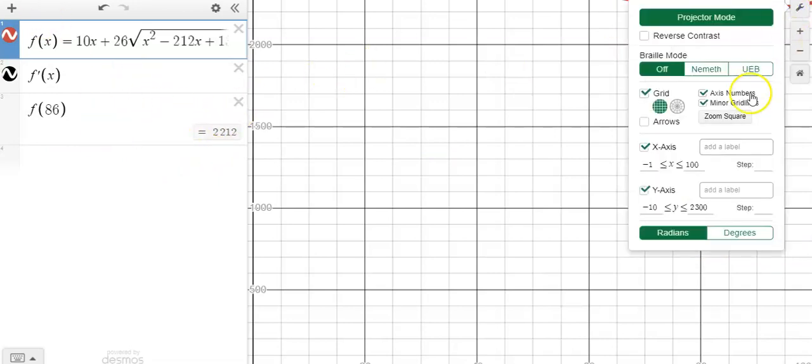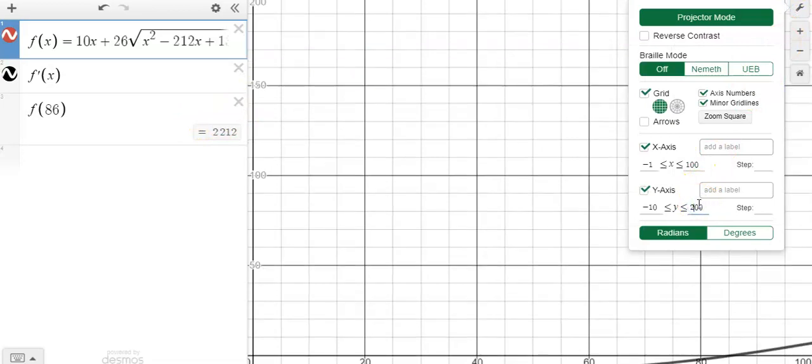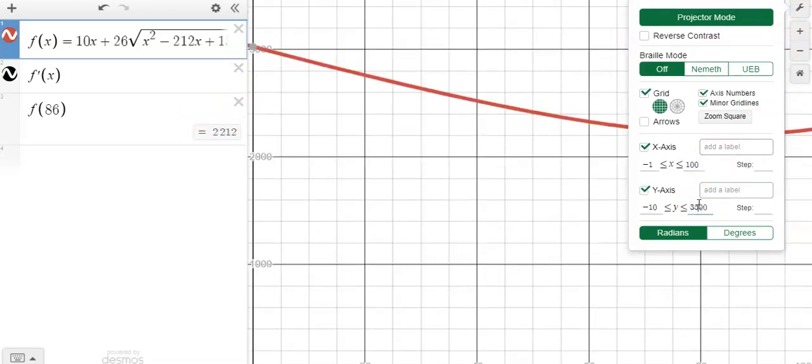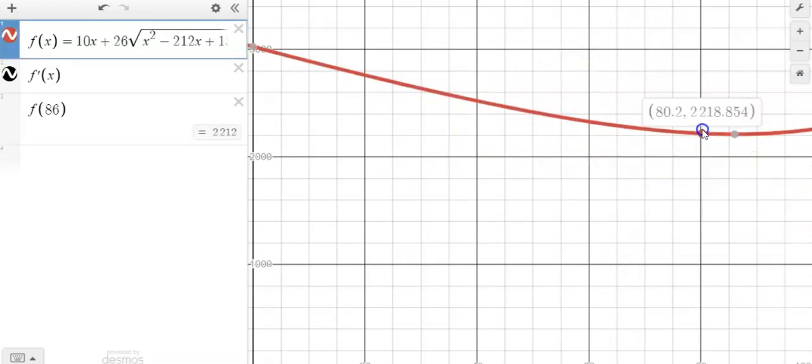And of course, you could play with the settings so that you can see more of the graph if that's what you're interested in, to see a better idea of what it looks like. You can change the numbers, but again, here's our minimum value at 86 and 2212.